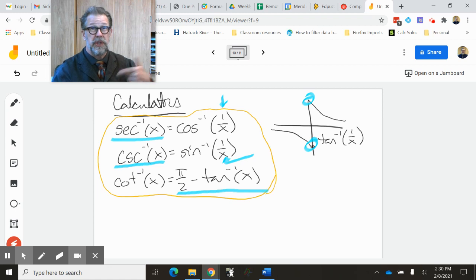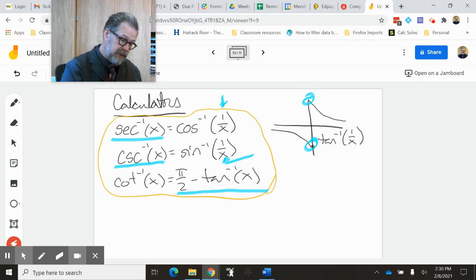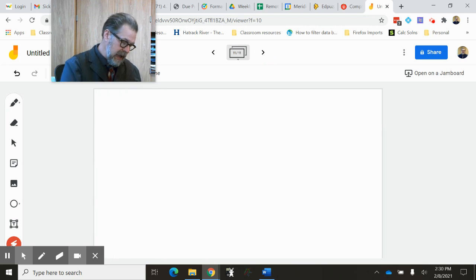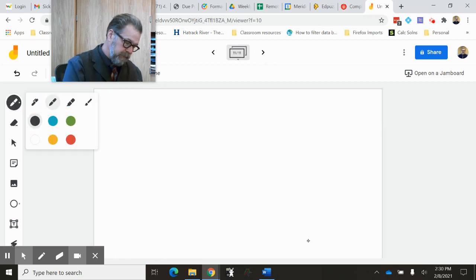So in addition to the derivatives, it's useful to have those when you want to do some calculations. You can find the slope of each of the six independently. You can find inverse cosine, inverse sine, and inverse tangent directly, and you can find inverse secant, inverse cosecant, and inverse cotangent by using these relationships. So let's look at a quick example.